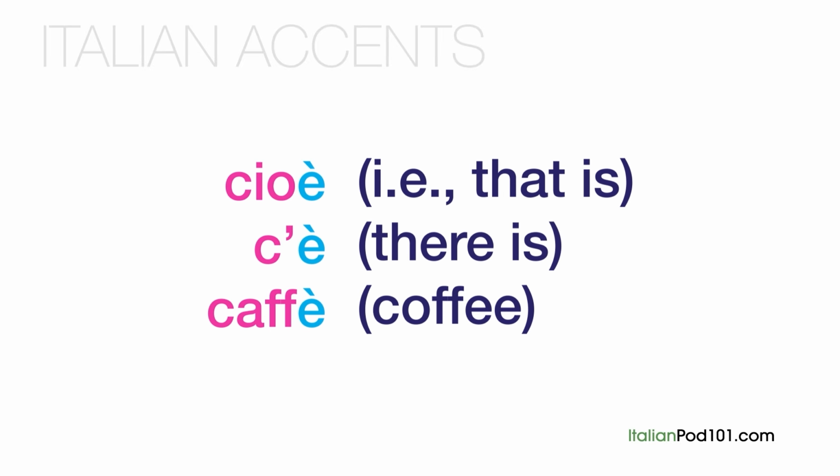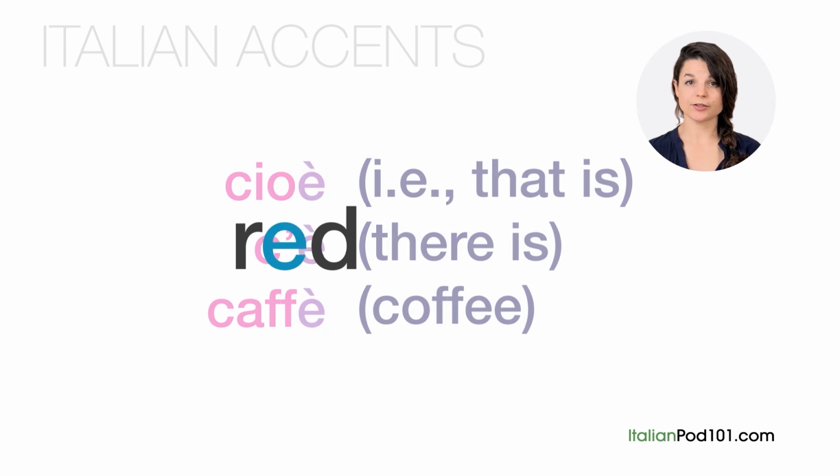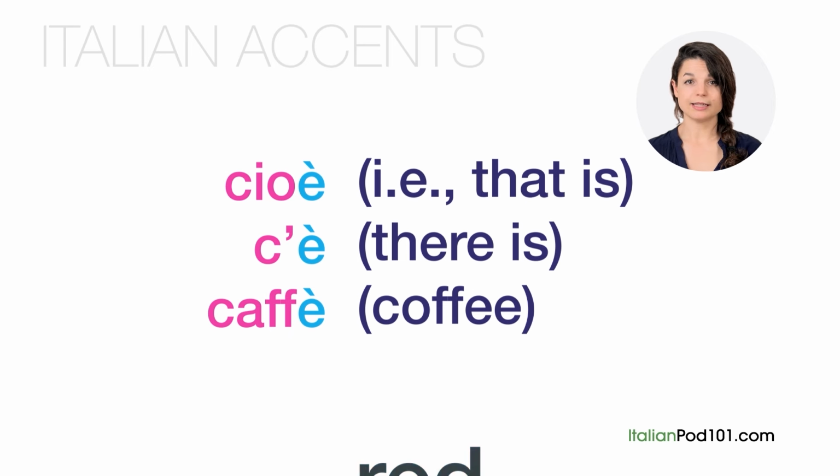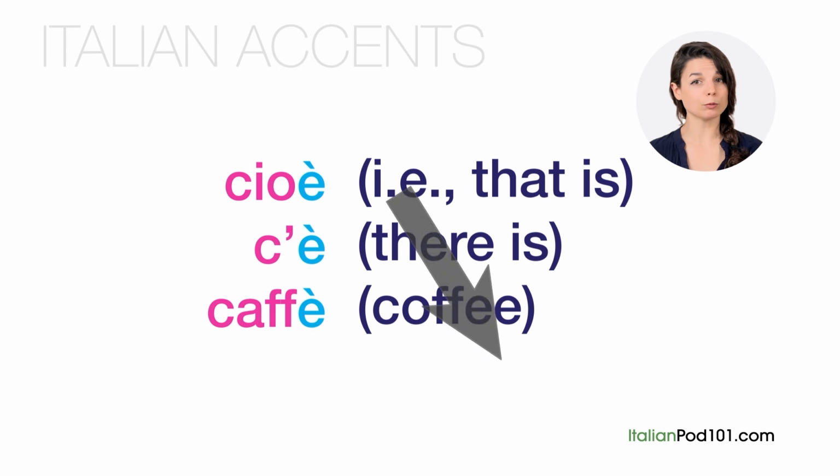First is the grave accented E. Cioè, c'è, caffè. This is identical to the E in the word red. This is an open sound, so try to widen your mouth. It's easy to remember because the downward stroke is telling you to drop your jaw and open your mouth.